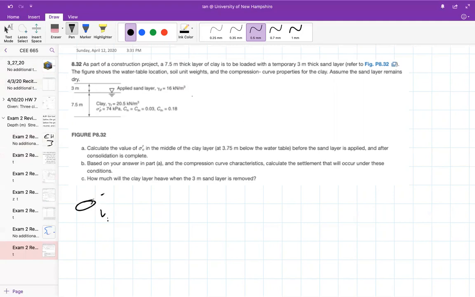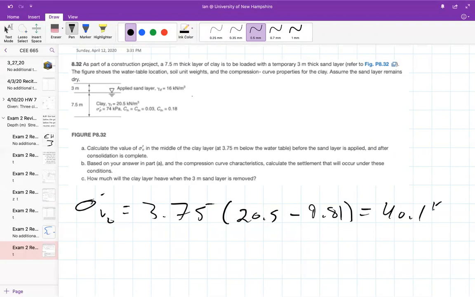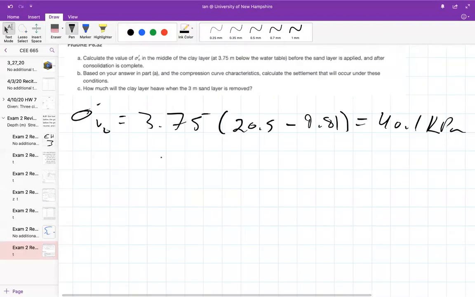So to find sigma V naught, we're just going to take the middle, which is what we want to assess, times 20 minus 9.81, because we're taking the water out since we want effective stress. So we get 40.1 kilonewtons. I don't like writing kilonewtons over meter squared, so let's just be practical and say kPa. So that's part A.